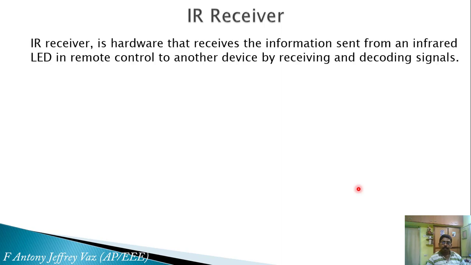Next we are going to IR receivers. Receivers are used to receive the information sent by the IR transmitter or IR LEDs. If you transmit using an IR LED, then we can receive the signal through the IR receiver. After receiving it, we can decode the signal. If you press the number 1 button, then the corresponding signal will be received and you can decode the signal to 1 and do the operation as per that.